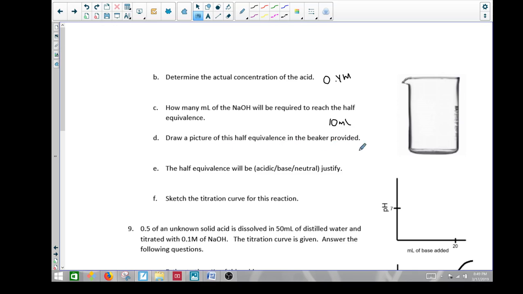Draw a picture of the half equivalence beaker. What we did here was we took our acid, HX, and we added the base, hydroxide, and we produced X negative and water. So we're halfway through, and whatever we started with here is also now here. If it's a weak acid, an unknown acid, I'm just going to call it HX, and whatever I draw of these, I also have to draw X negative. And you could draw two waters, although sometimes those are left off. That's the halfway point.